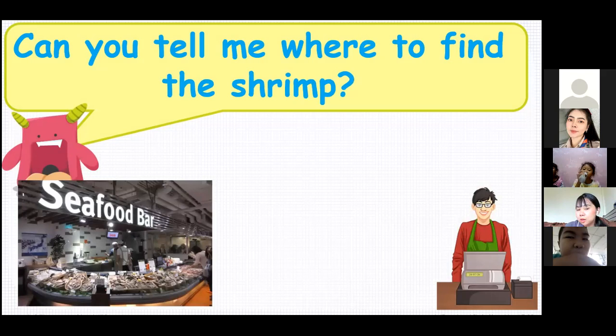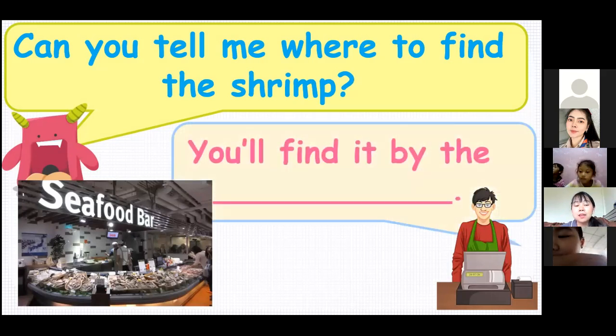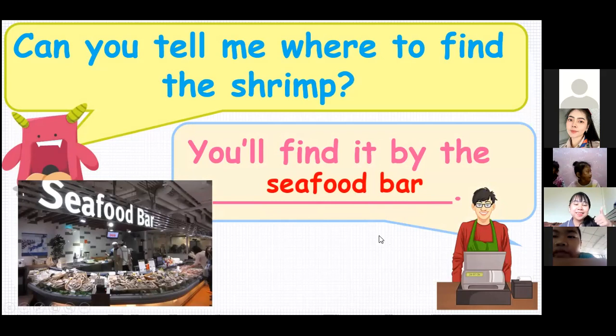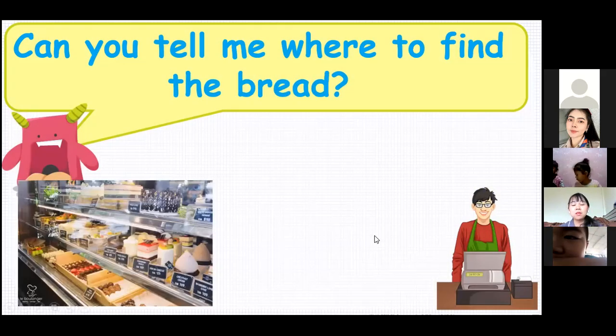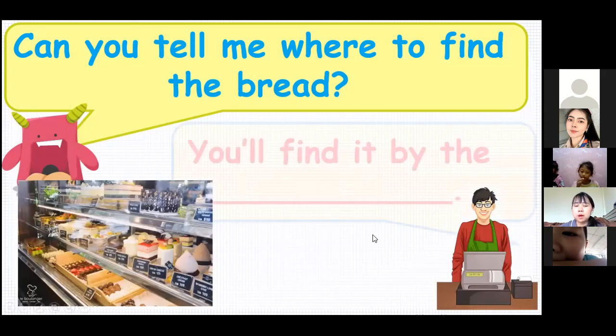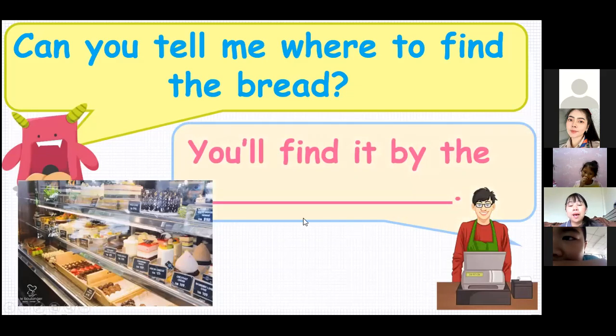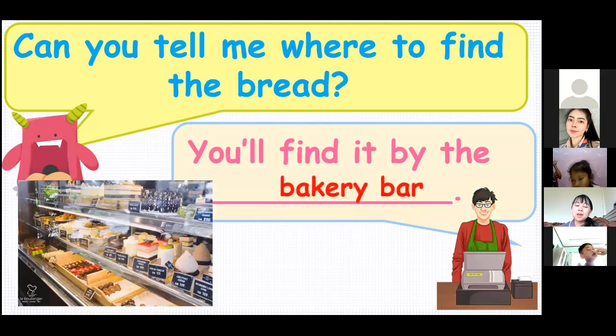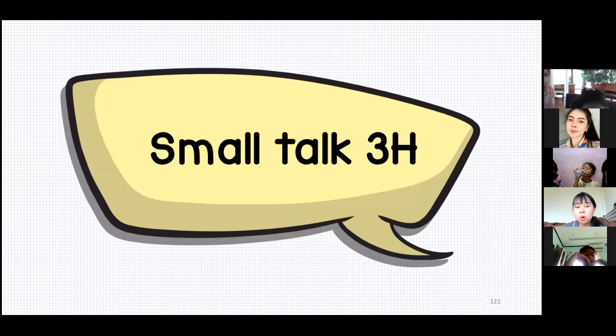Can you tell me where to find the shrimp? You will find it by the seafood bar. Very good, everyone. Next one. Can you tell me where to find the bread? You will find it by the bakery bar. Next one.